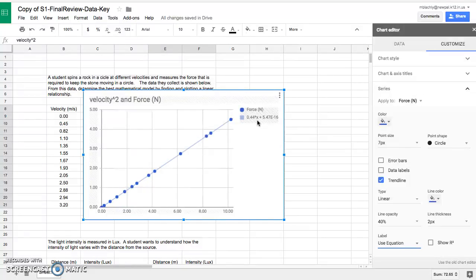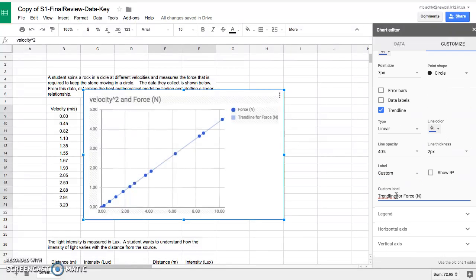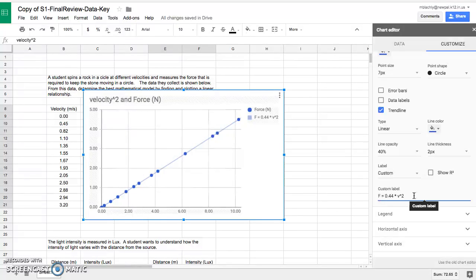But you've got to be smarter than a computer. You know that on the y-axis it's really the force, and on the x-axis it's really the velocity squared. So instead of using the equation, you're going to use a custom label, and we are going to put the formula in here. So instead of y, we're going to have the force equals 0.44 times, and instead of x, we're going to put the velocity squared. And since this trend line appears to go through 0, 0, I'm going to ignore the small intercept that was given to me on the trend line. So there's my mathematical model there.